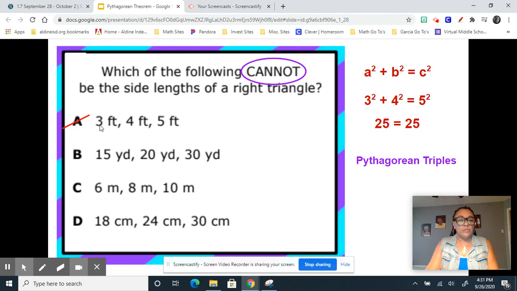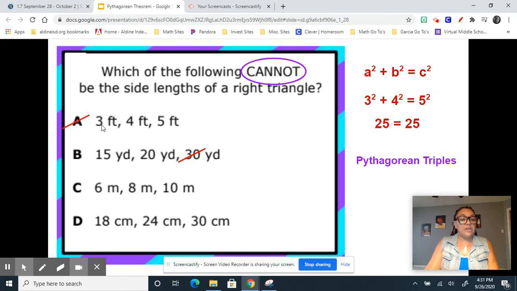For example, 3 times 5 gives me 15. 4 times 5 gives me 20. 5 times 5 gives me 25. But here it says 30, which tells me that that measurement will not create a right triangle. Okay.